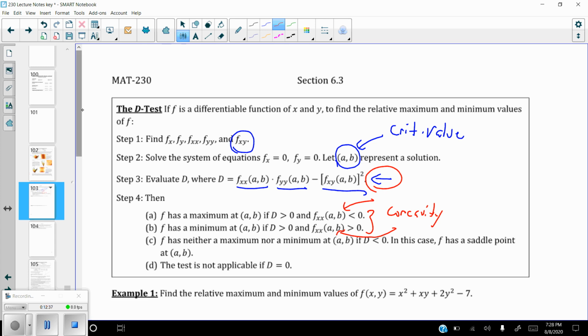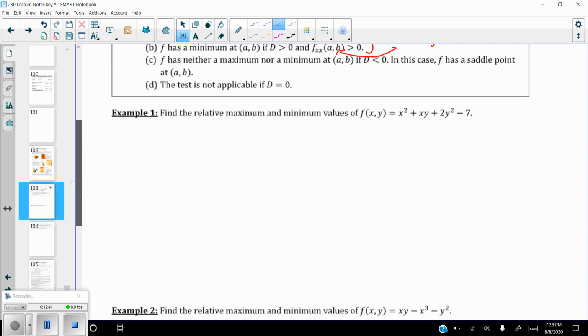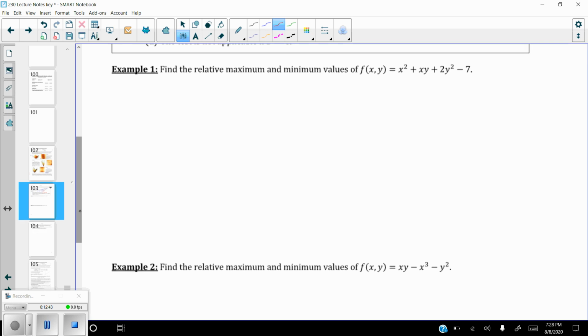All right, these problems can take some time, so you need to be very careful and very patient with these. So let's see what we've got. We'll take some time going through number 1. In order to find the critical values, the first thing you do is find fx and find fy.